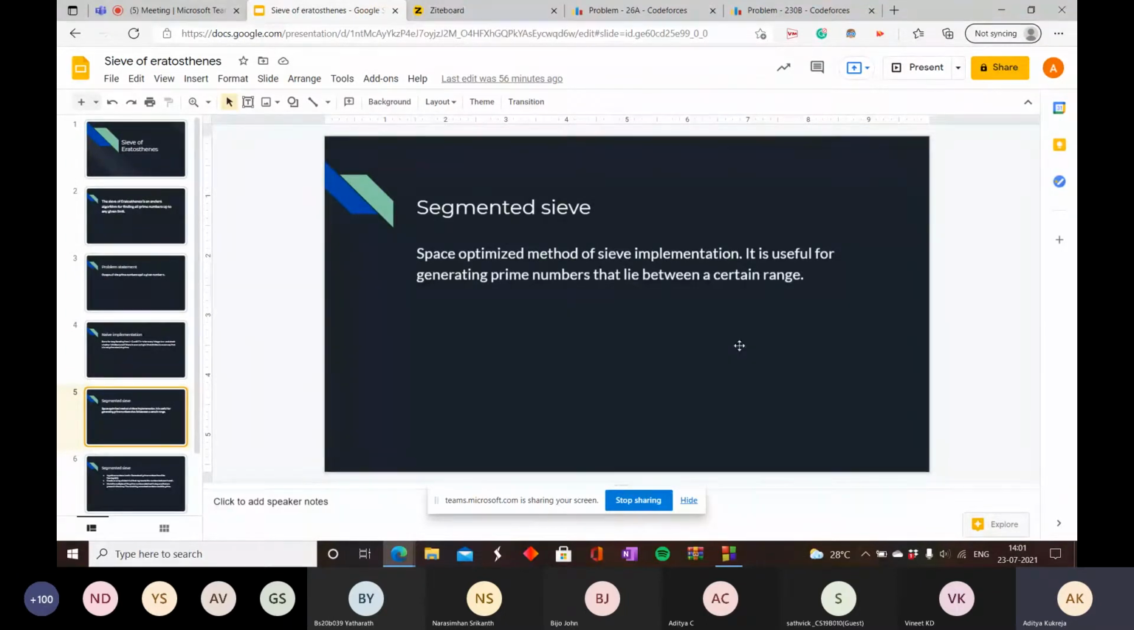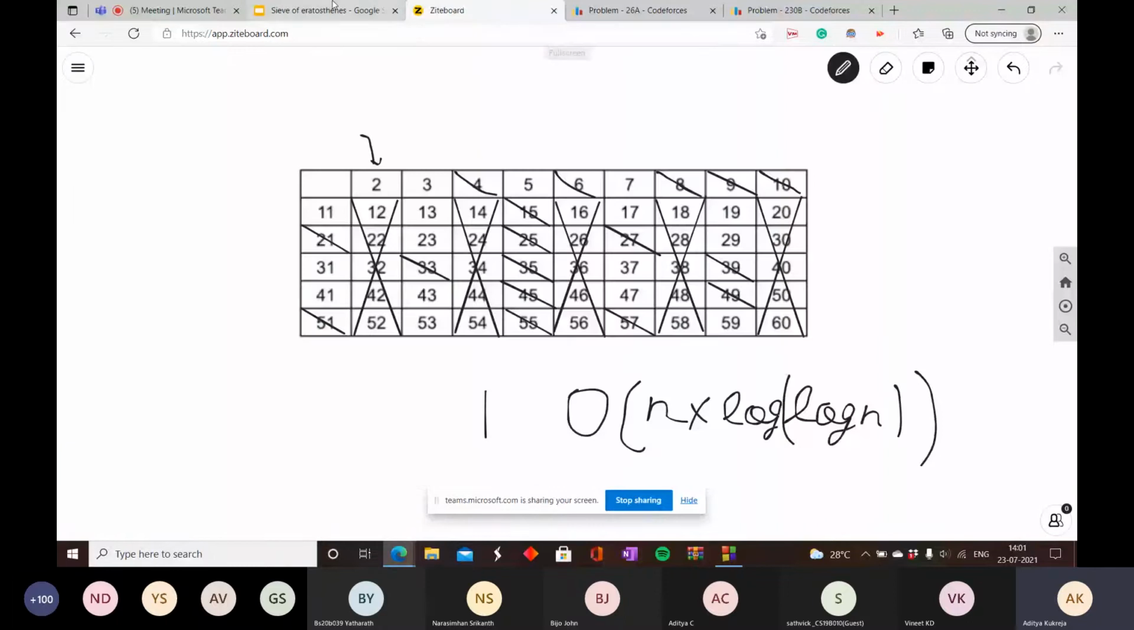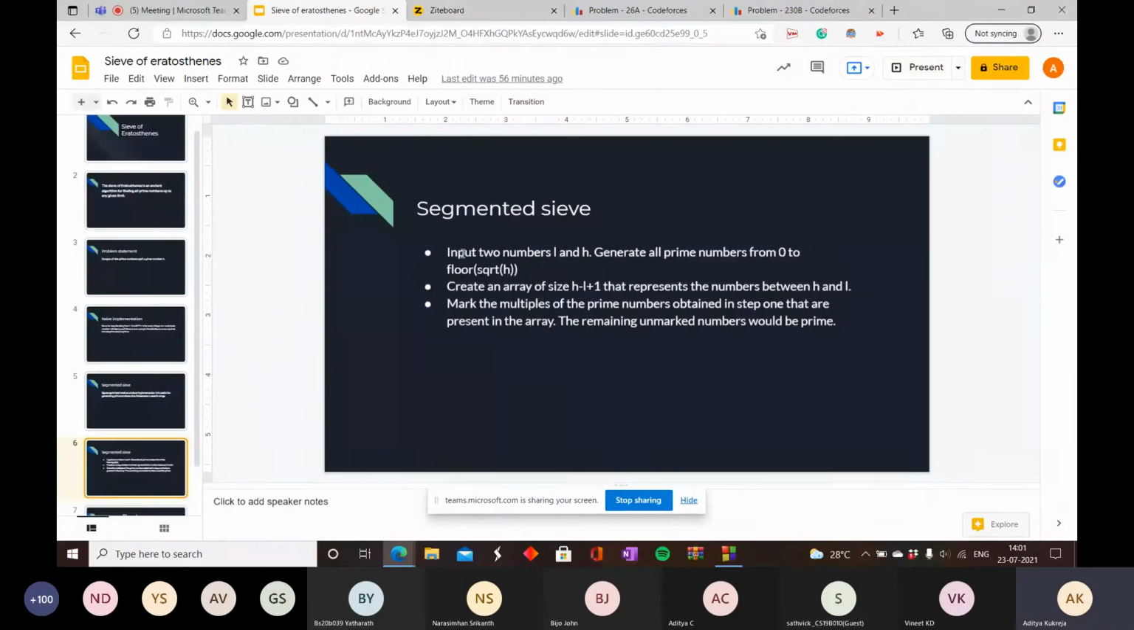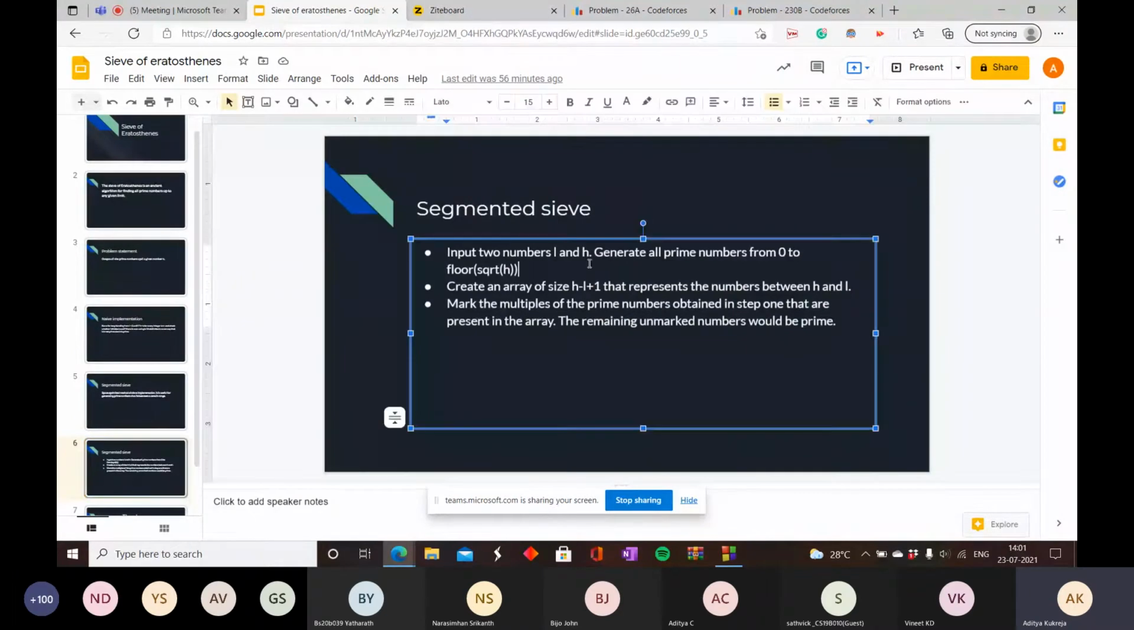So the segmented sieve is very useful. I'll just show you the concept in the whiteboard, so let me go to the next slide here. I'll go through the steps. First you input two numbers L and H. Then you generate all the prime numbers from 0 to floor of square root H. Then you create an array of size H minus L plus 1 that represents the numbers between L and H, and mark the multiples of the prime numbers obtained in step 1 that are present in the array. The remaining unmarked numbers would be prime.